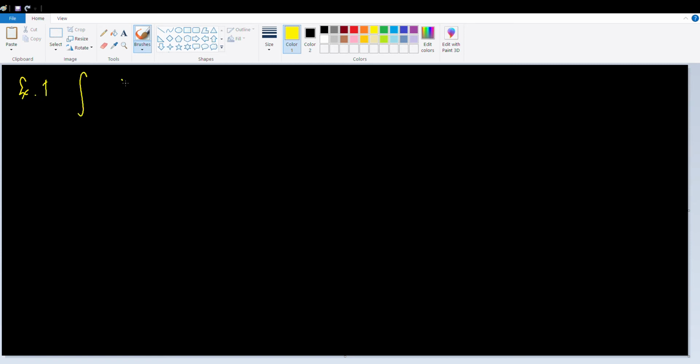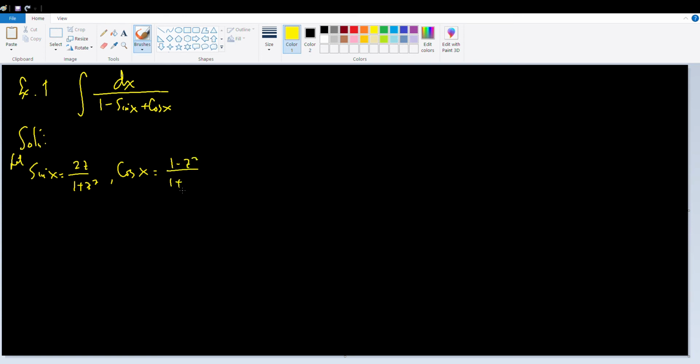We integrate dx all over 1 minus sine of x plus cosine of x. So our sine x will be equal to 2z over 1 plus z squared. Our cosine x will be 1 minus z squared over 1 plus z squared. And dx is 2dz all over 1 plus z squared.